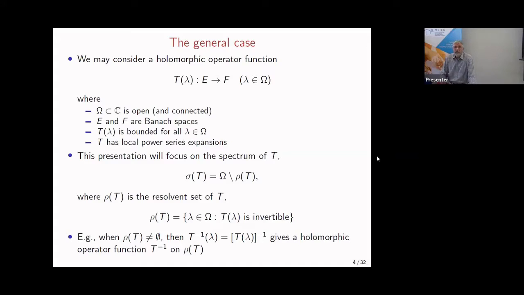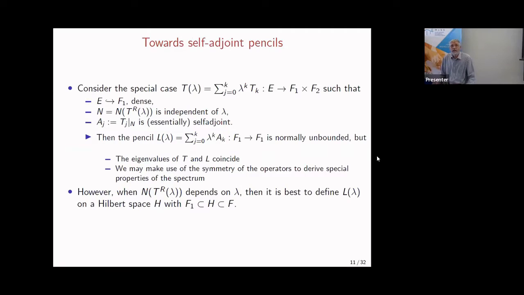And one advantage of that is, for example, if we assume that rho of T is different from the empty set, so that there are at least some points in the resolvent set, and that's again a reasonable assumption, then we can look at the inverse operator function on the resolvent set of T, because then the operator is invertible, and that inverse operator function T to the power -1 of lambda is again a holomorphic operator function.